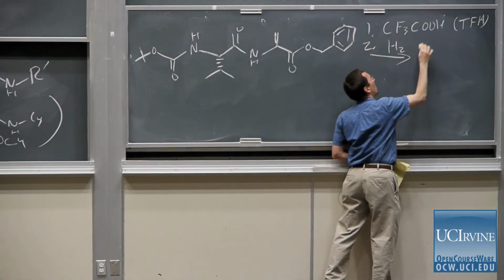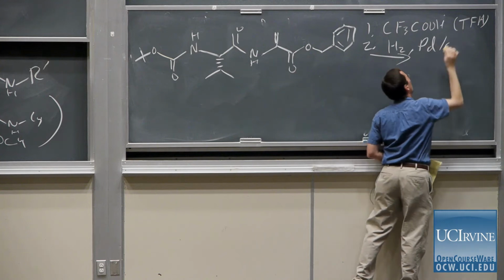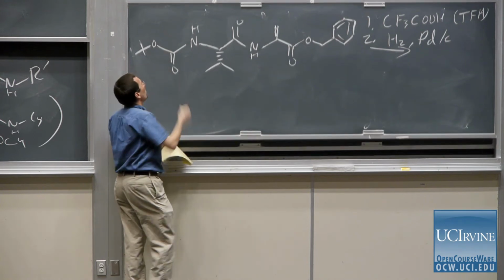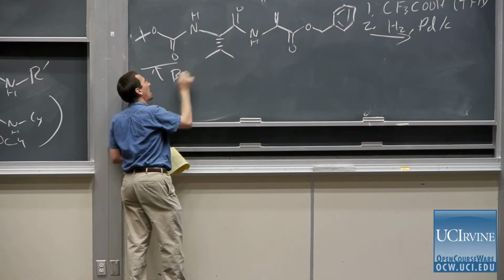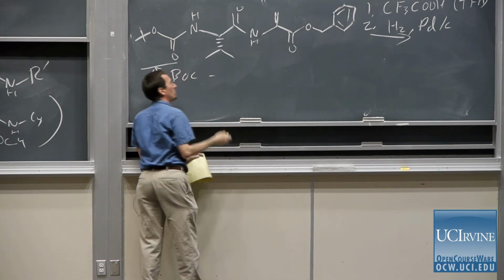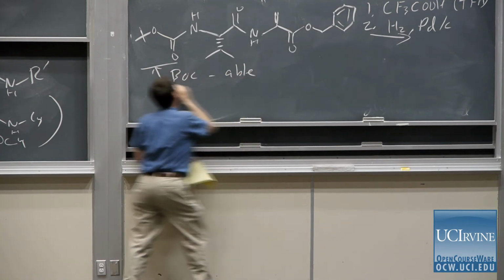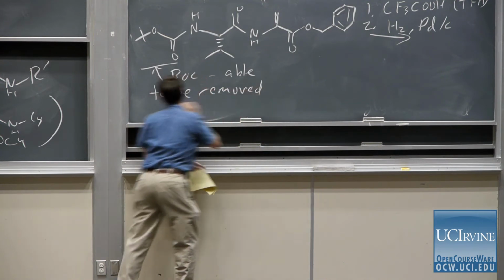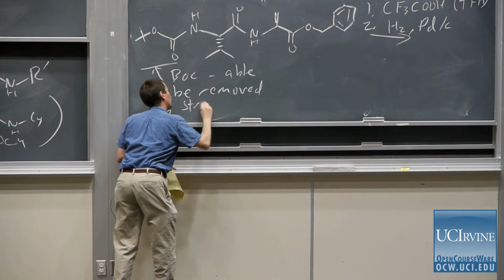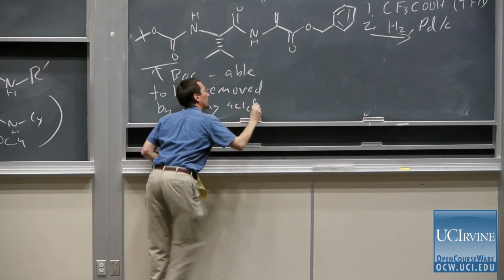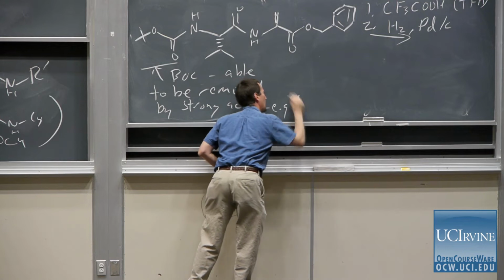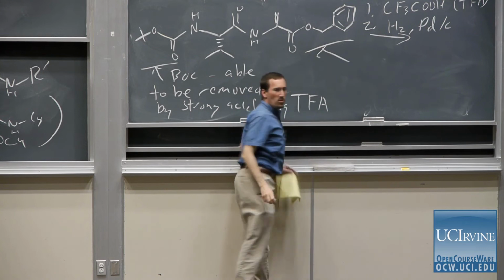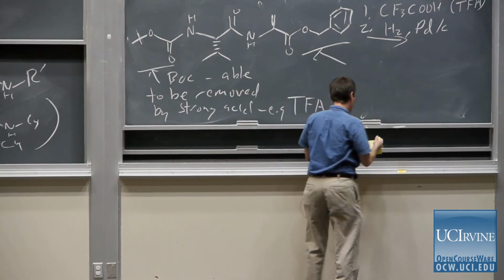And then if we carry out a hydrogenation with palladium on carbon, we can remove both of the protecting groups. And so I'll just remind us, Boc is able to be removed with strong acid, for example, TFA. And the benzyl group is able to be removed by hydrogenolysis or very strong acid.